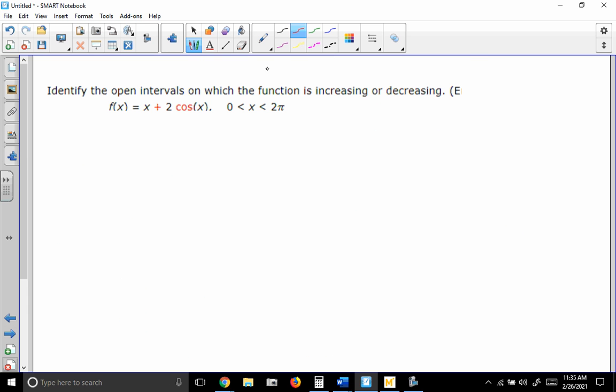So let's look at another one. Let's take a look at this one and find out where we are increasing or decreasing. We're told that we're only looking from 0 to 2 pi. So we're not going from negative to positive infinity. We're just looking in this region. So we need our critical points.